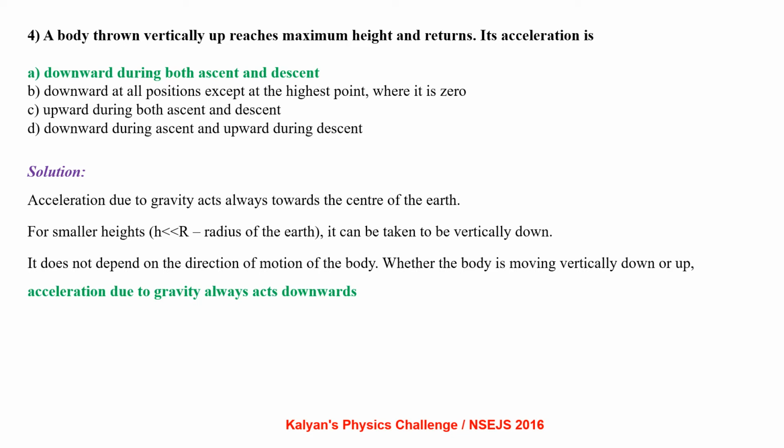Acceleration due to gravity acts always towards the center of the earth. For smaller heights, that is h is very much negligible when compared to r, radius of the earth, it can be taken to be acting vertically downward. It does not depend on the direction of motion of the body. Whether the body is moving vertically downward or upward, acceleration due to gravity always acts downwards.